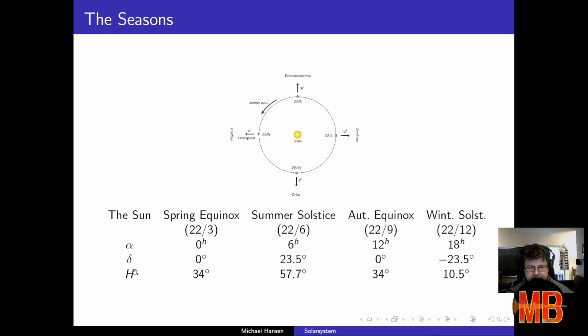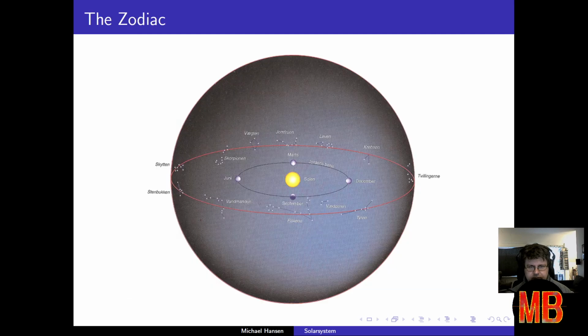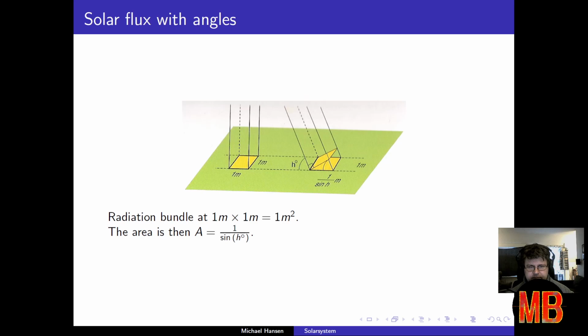The culmination angle here, big H, meaning the sun, is the altitude, if you will, or the height above the horizon that the sun is above the Earth. So as you can see, at spring equinox, it's 34 degrees. Summer solstice is 57, almost 60 degrees. And again, at autumn, it's 34 degrees. And at winter solstice, 10.5. So it's relatively low. Let's go forward again.